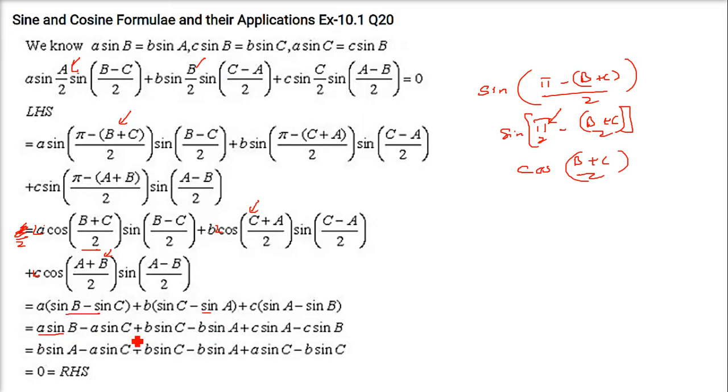Do we have a sin b? Or we have this a sin c? Do we have a sin c? No. We have b sin c. Do we have b sin c? No. We have c sin a and c sin b.